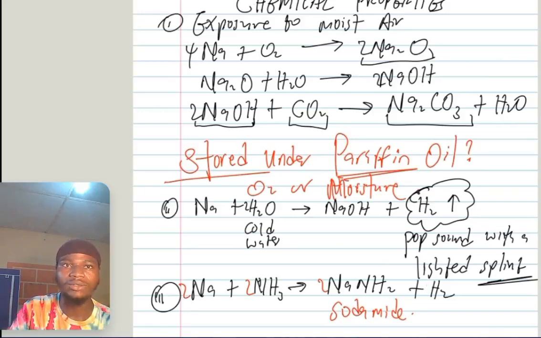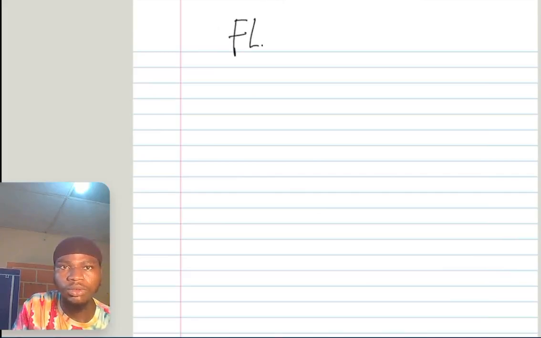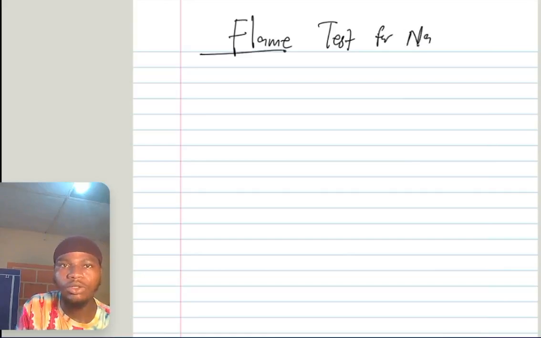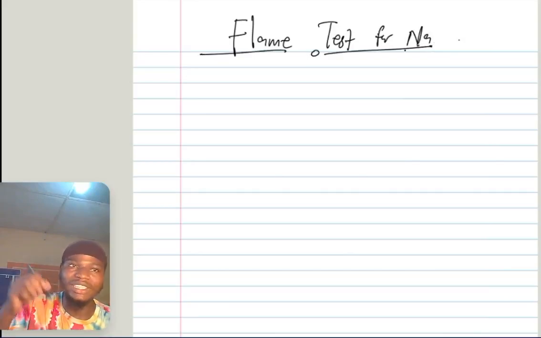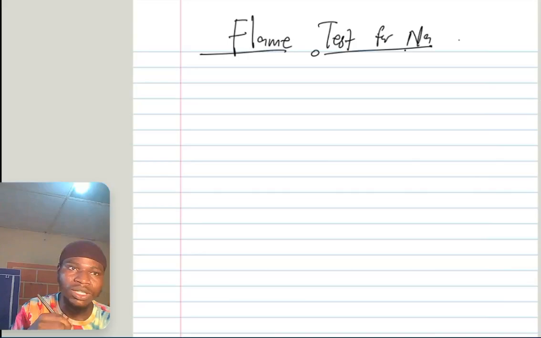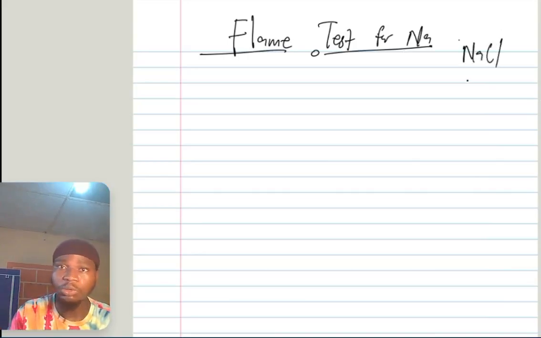Okay, let's look at the flame test for sodium. Now, how do we conduct flame tests? We take a platinum wire, moisten it and dip it into a salt containing sodium. It could be sodium chloride, it could be sodium trioxocarbonate(IV). Just put it in a compound that contains sodium.